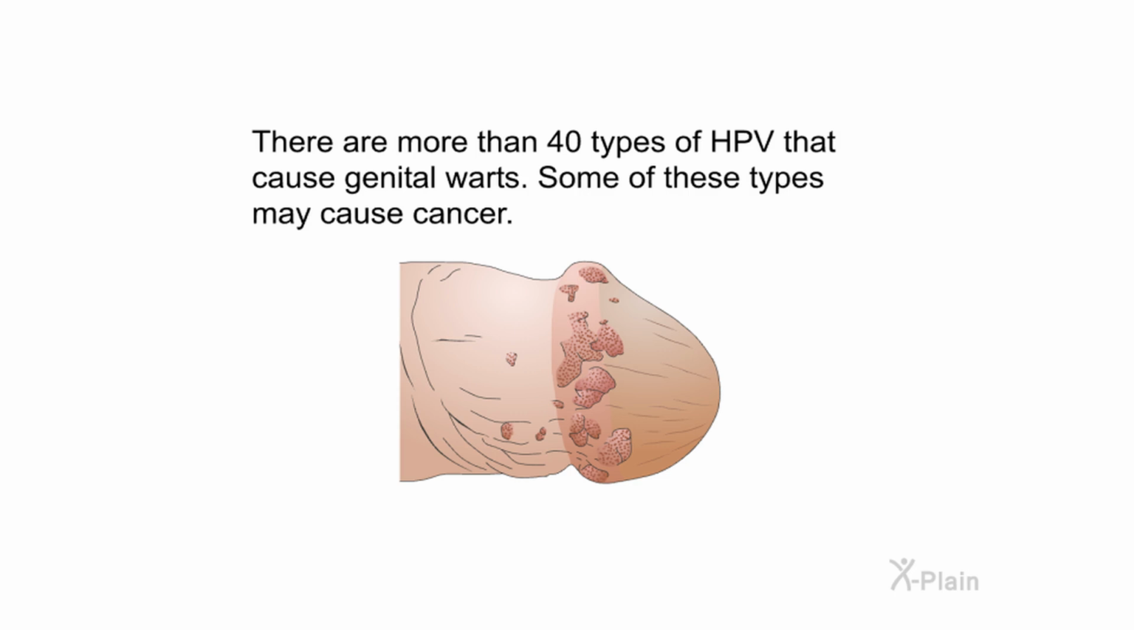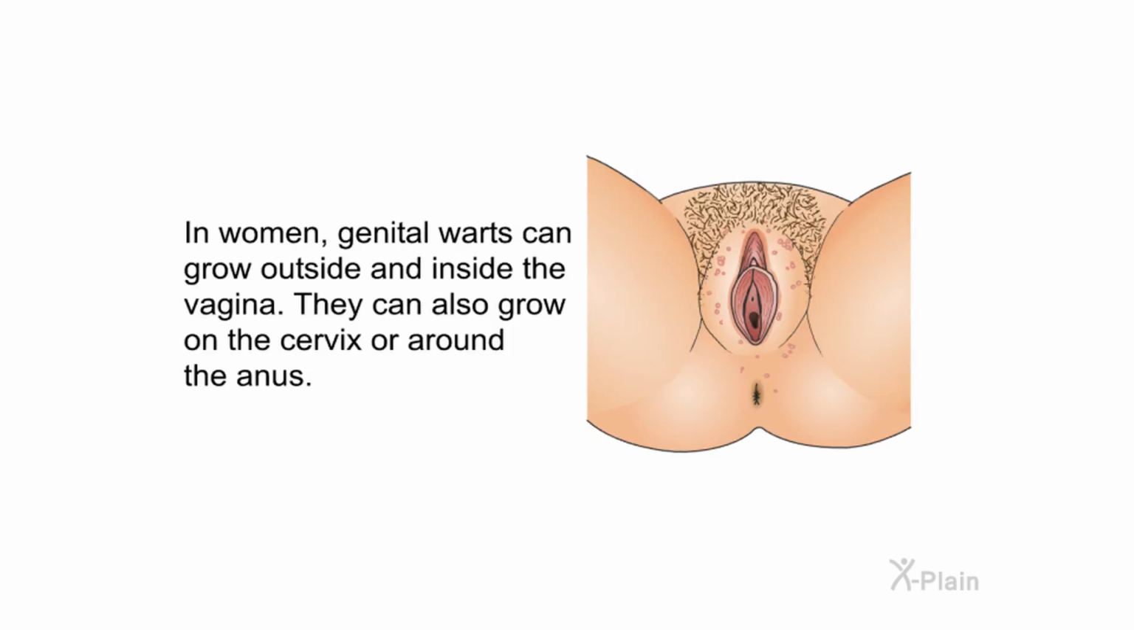There are more than 40 types of HPV that cause genital warts. Some of these types may cause cancer. In women, genital warts can grow outside and inside the vagina. They can also grow on the cervix or around the anus.